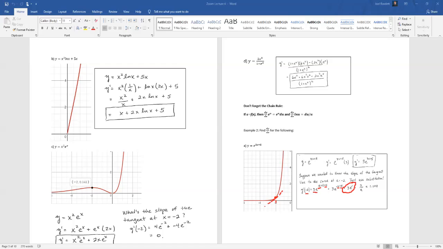And if you type that into a calculator, 3 times e to the negative 1, which is the same as 3 over positive e, that gives me approximately 1.104. So this line here has a slope of approximately 1.104, to put it a little more accurately.